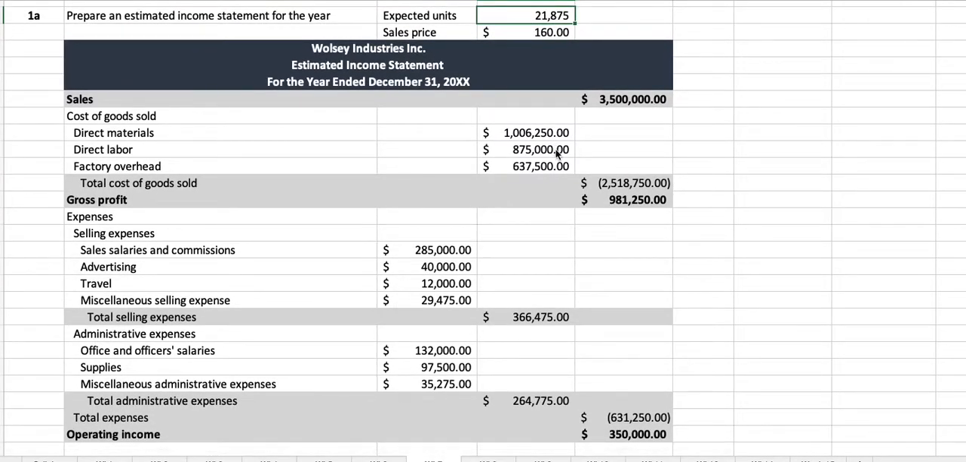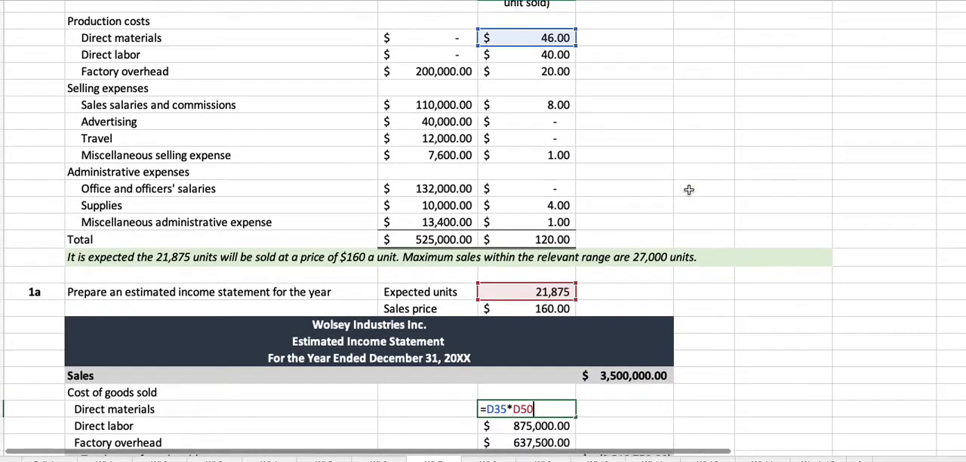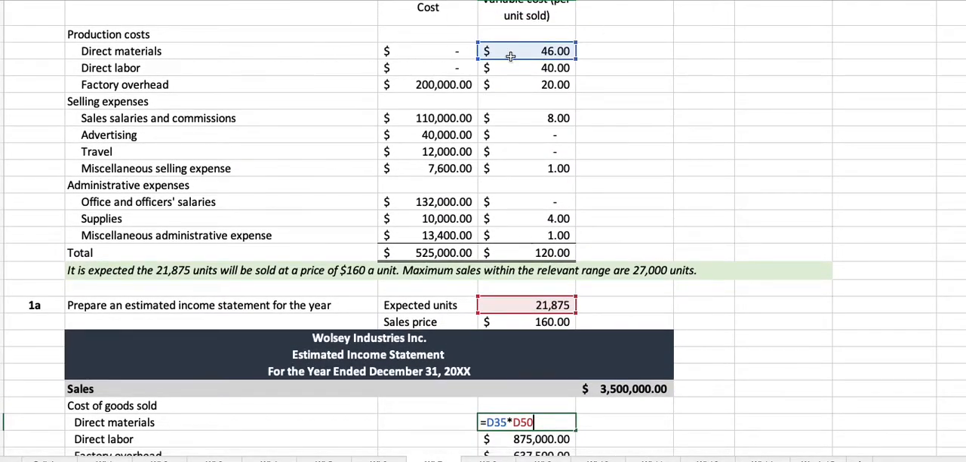So this is my income statement. I know that I always start with sales. So this is my sales, and I got this number simply by multiplying my expected units times my sales price. That gave me $3.5 million. For my direct materials, I took the expected units and I multiplied it by the direct materials variable cost per unit. For direct labor, I did the same thing.